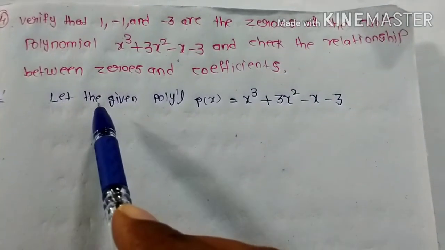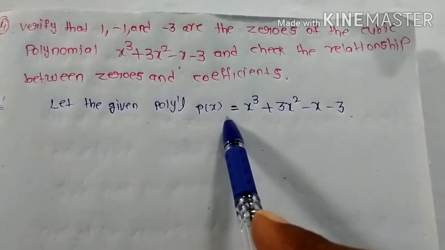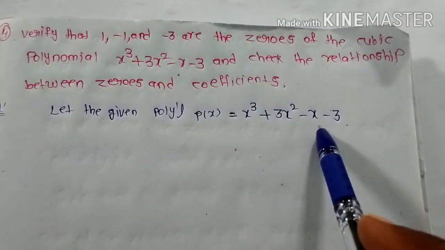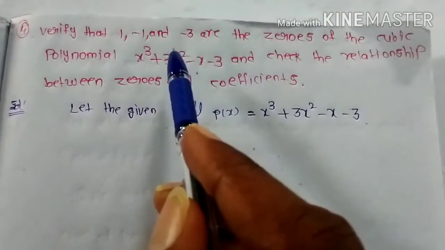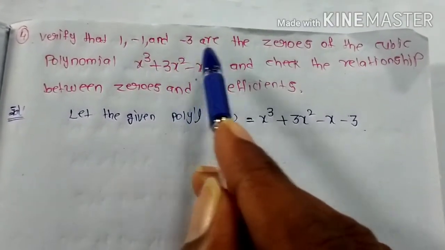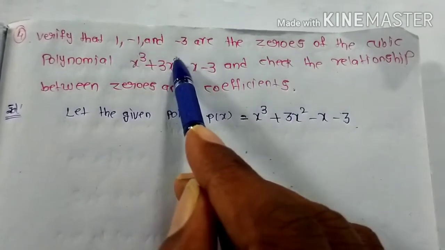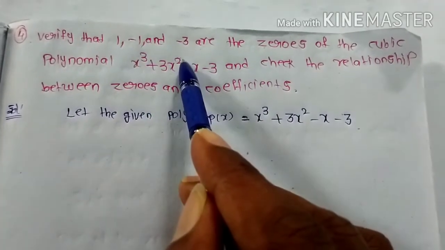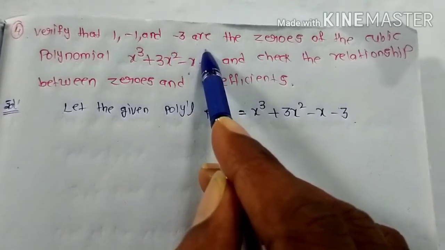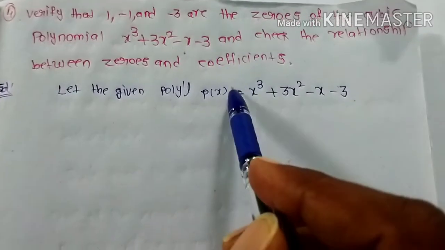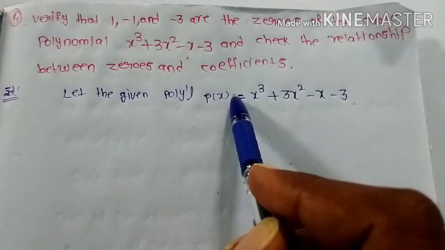See here, first of all I am writing that the given polynomial is p of x is equal to x cube plus 3x square minus x minus 3. How can you prove these three are the zeros? That means you have one relation, p of 1 is equal to 0, p of minus 1 is equal to 0, p of minus 3 is equal to 0. If these are equal to zero, then we can say these are the zeros of the polynomial.